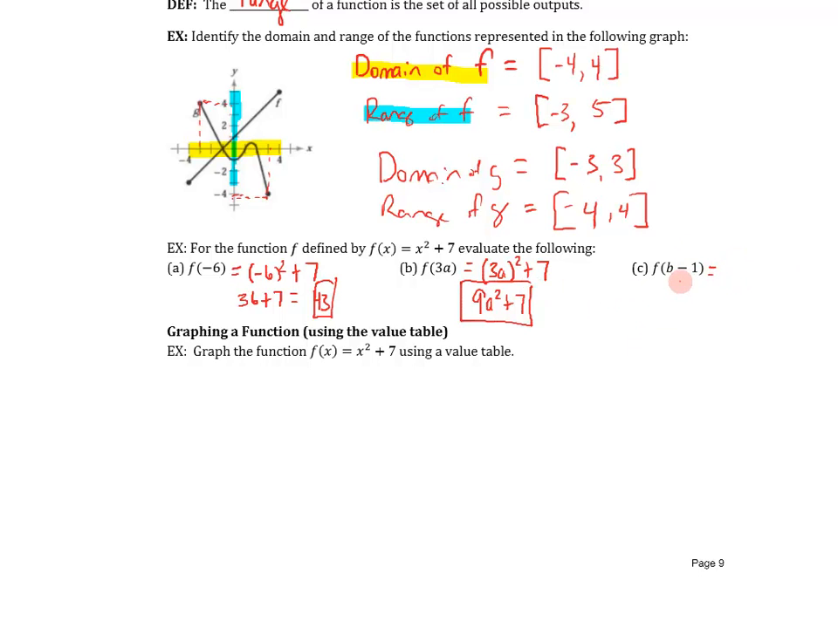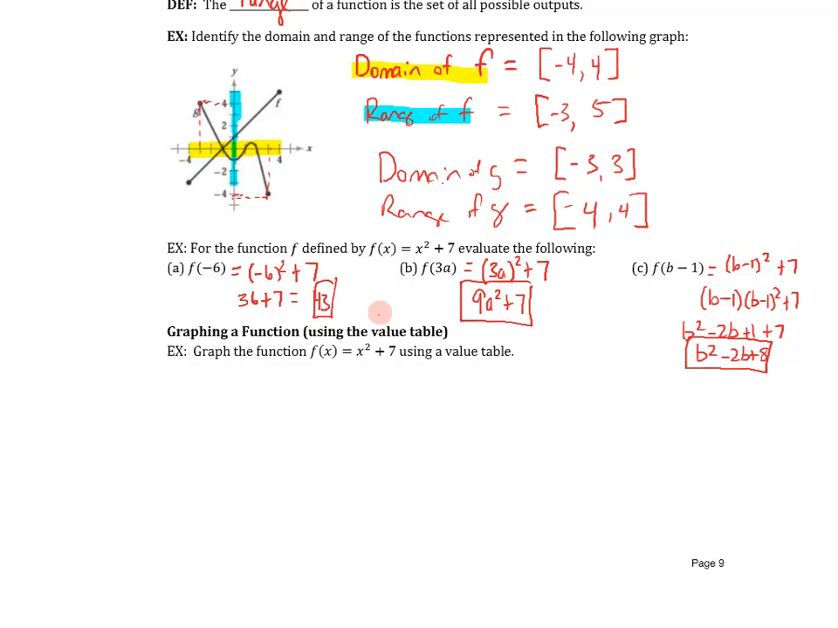You can even do it with expressions. So we've plugged in a number, we've plugged in a variable. We can also plug in a binomial in this case. So that's b minus 1 squared plus 7. Notice I just replaced the x with the input. And we can multiply that out. Remember to FOIL whenever you have a binomial squared. That means b squared minus 2b plus 1 plus 7, or b squared minus 2b plus 8 is the output when you plug b minus 1 into this function.